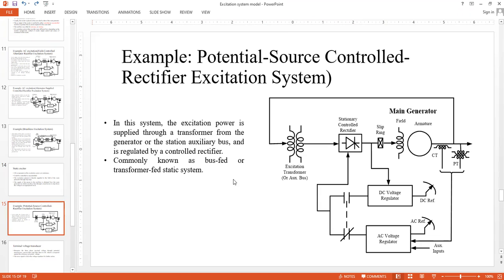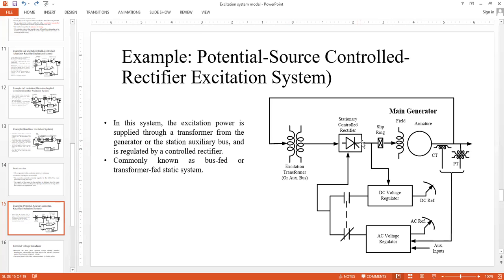So this is static, meaning you have the excitation transformer. Of course, you are not going to rotate a big transformer. So this is a transformer which is stationary and which is one part of your excitation block. You have the stationary controlled rectifier, and that is also part of your excitation system. So this is also stationary. And ultimately, probably the field will be rotated with the help of some prime mover.